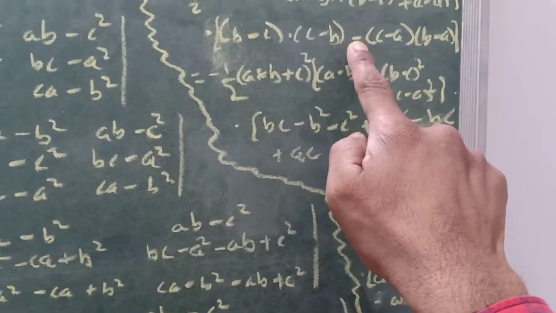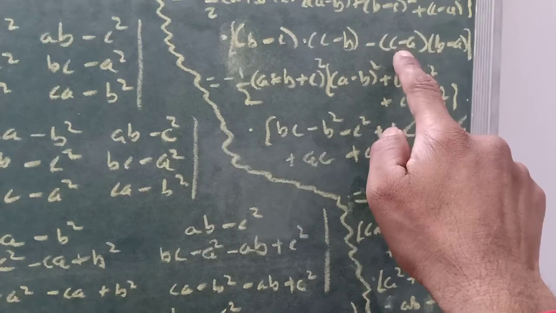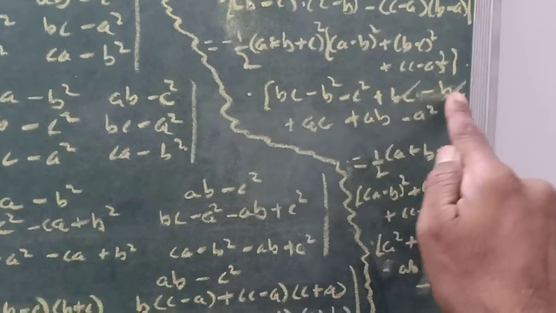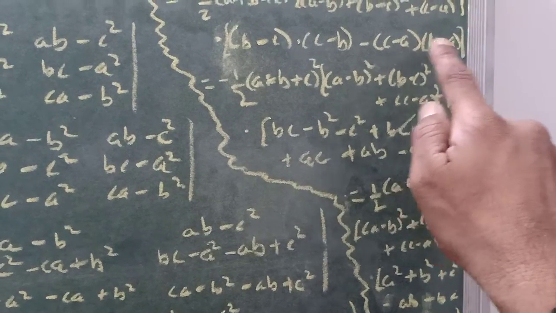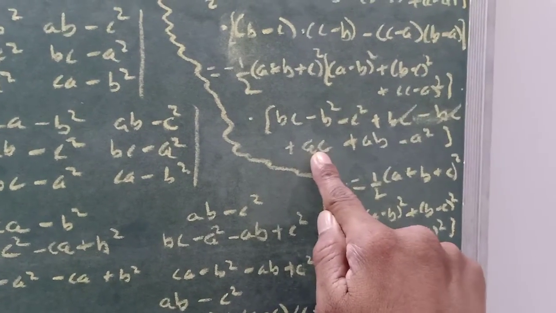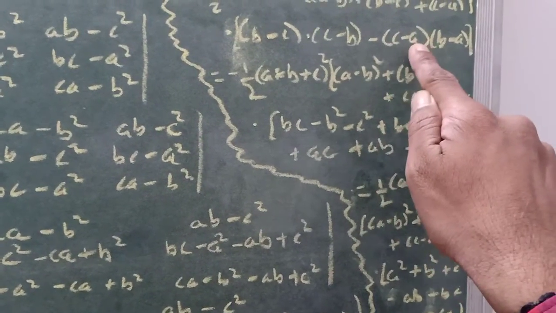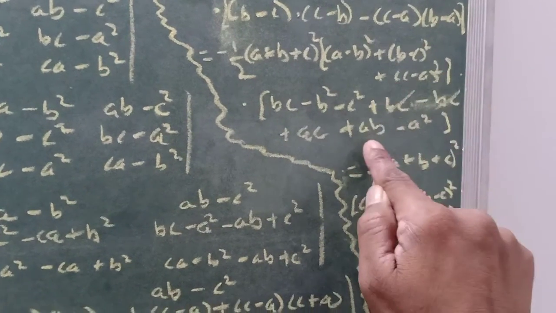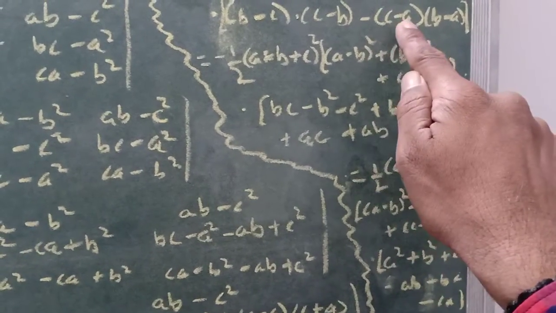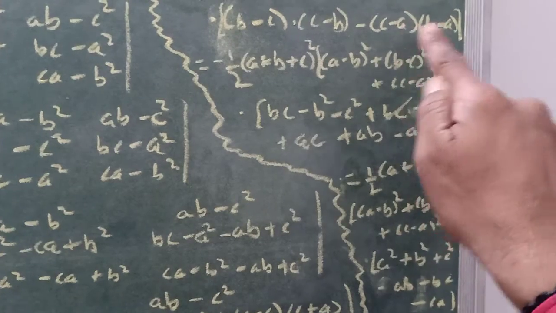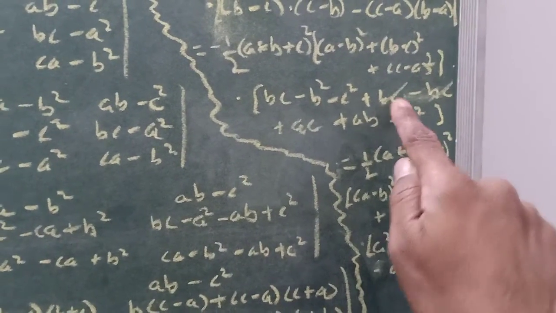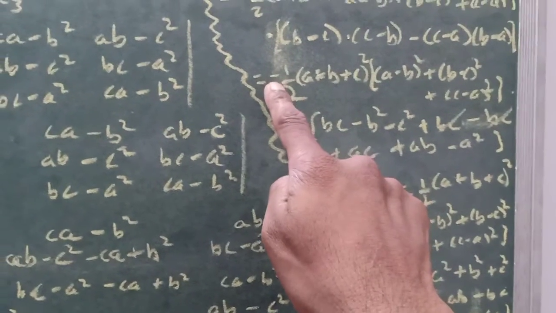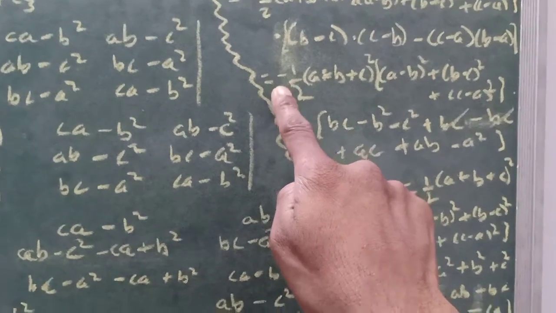Then expansion with minus, this bracket expansion, so minus CB, that is minus BC. Then minus C into minus A plus CA, that is AC. Then minus into minus A into B, that will be plus AB. Then minus into minus into minus, that is minus A into A, minus A square. Now here this BC will get cancelled with this BC. Now this minus which is outside the bracket I am multiplying inside here.